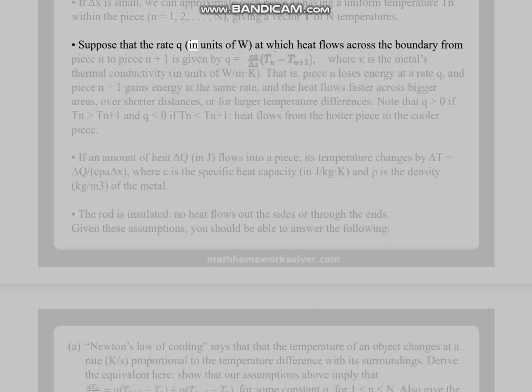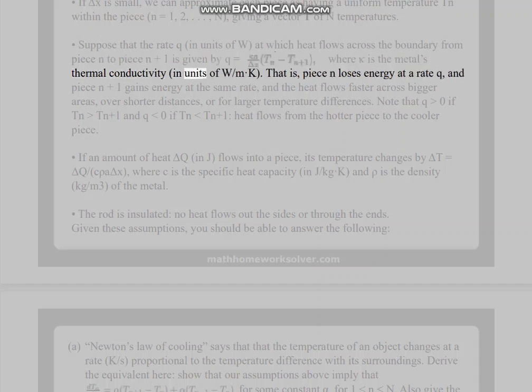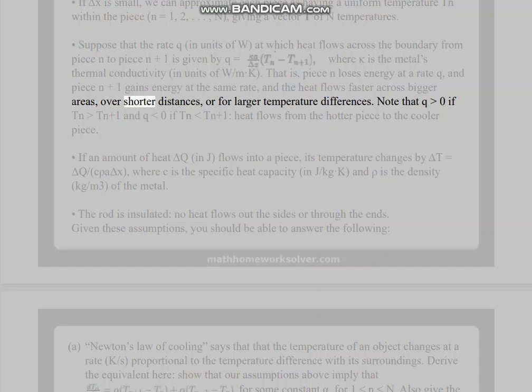Suppose that the rate Q, in units of W, at which heat flows across the boundary from piece n to piece n plus 1 is given by Q equals a formula where kappa is the metal's thermal conductivity, in units of W/mK. That is, piece n loses energy at a rate Q, and piece n plus 1 gains energy at the same rate, and the heat flows faster across bigger areas, over shorter distances, or for larger temperature differences. Note that Q is greater than 0 if T_n is greater than T_n plus 1 and Q is less than 0 if T_n is less than T_n plus 1, so heat flows from the hotter piece to the cooler piece.